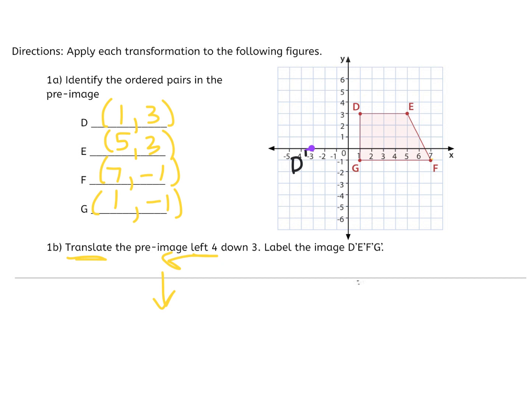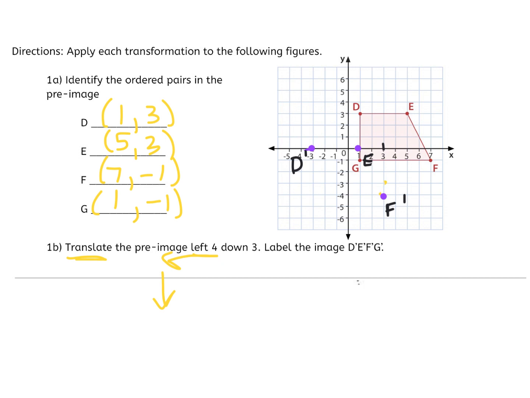Now we're going to move point E. Same pattern. We're going to go to the left 4, down 3. So it's right there on the x-axis. That is E prime. Label it E prime. And again, I'm going to erase these squiggles so it doesn't get so messy. Now let's move point F. I'm going to go to the left 4, 2, 3, 4, and down 3. So it lands right there.